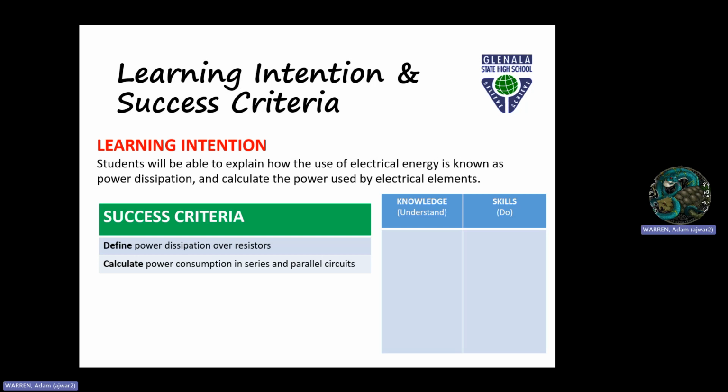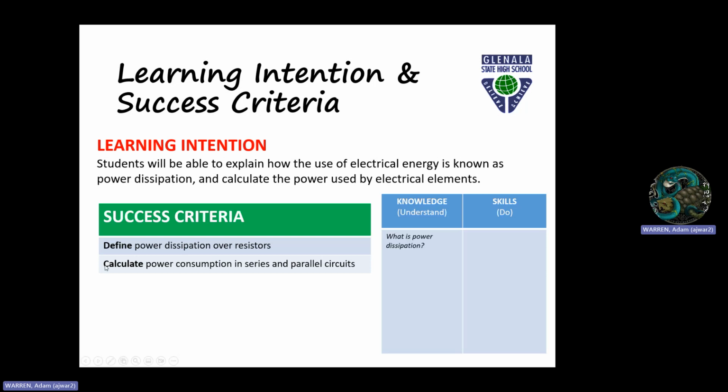All right, so hopefully we've done that. So seeing here, we want to be able to explain how the use of electrical energy is known as power dissipation, and then calculate that power that is being used. So we need to be able to define the idea of power dissipation, and we need to be able to calculate the power consumption for both series and parallel circuits.